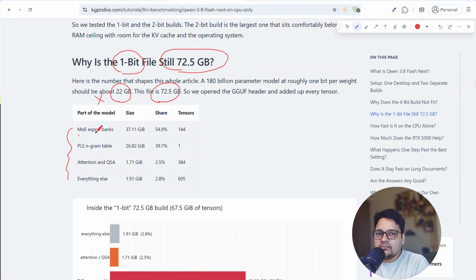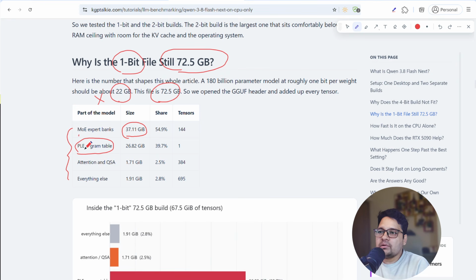So this is the mixture of experts, the mixture of expert layers and blocks. They are taking most of the memory. The mixture of experts is taking 37 GB of the memory, and that is coming to about 55% of the overall. And the most interesting part is going to be this one.